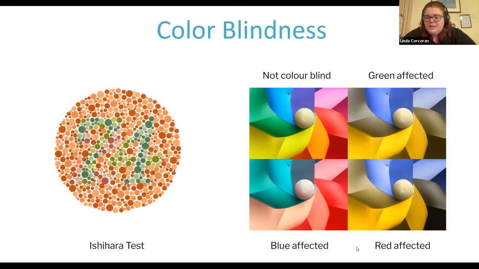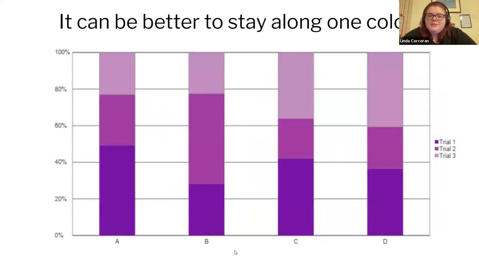So it can be hard to figure out what kind of colors you need. Next slide there. A good solution is to stay along one color, but make sure that your colors are varied enough, that there's enough distance between them that they can still be seen.